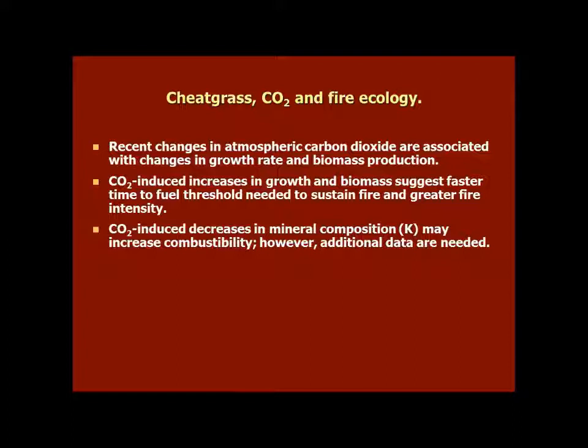Did I mention that cheatgrass occupies 60 million acres in the West? Did I mention that the fire frequency in the West is going up? Wouldn't it be really interesting to understand the role of rising CO2 on cheatgrass biology in respect to looking at climate models that are associated with the outbreak of wildfires in the West?